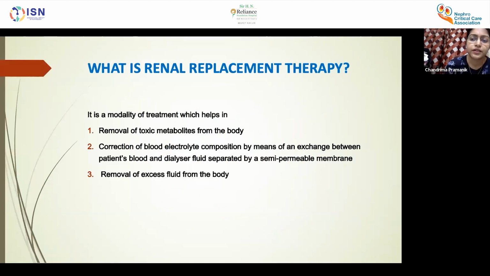First of all, what is renal replacement therapy? It is a modality of treatment which helps in three purposes. It helps in removal of toxic metabolites from the body, corrects blood electrolyte composition by means of an exchange between the patient's blood and dialyzer fluid, and it also removes excess fluid from the body.